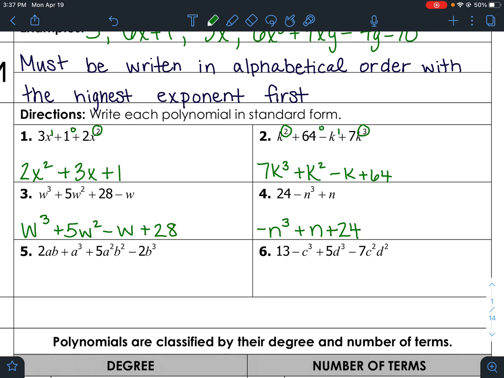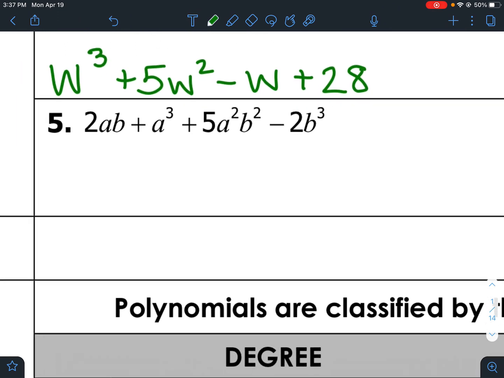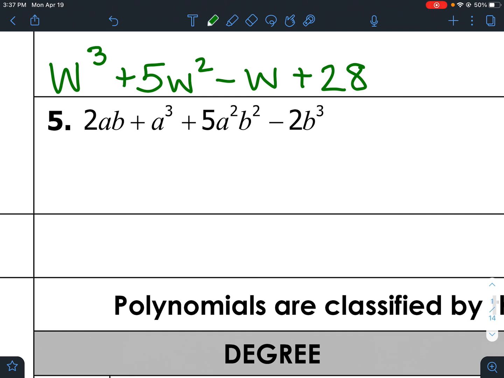I've got 3 and 4 here listed. 5 and 6, you can get varying answers depending on who you ask. But I always do mine with the combined variables first. So I'm going to do that and that first, and then move alphabetically. So my a and b are squared. That's obviously higher than the a and b that have a 1 on them. So I'm going to do 5a squared b squared. Then I'm going to do my 2ab.